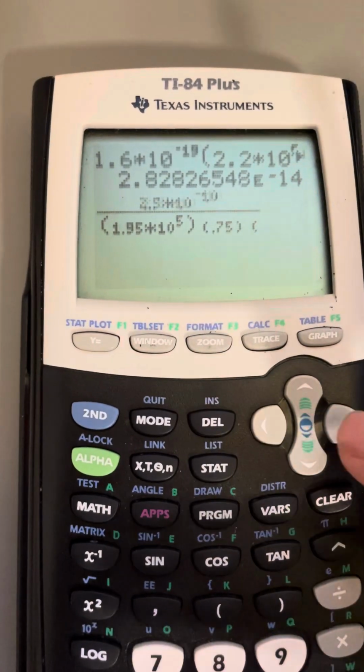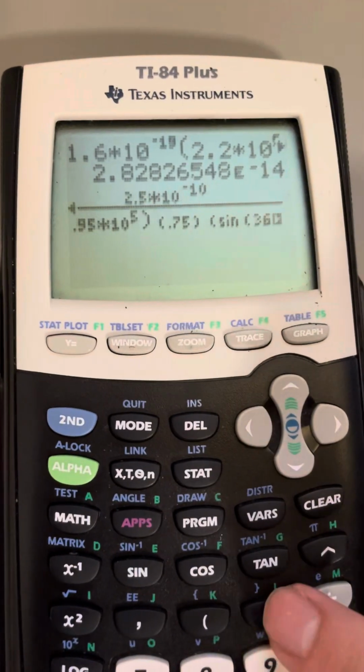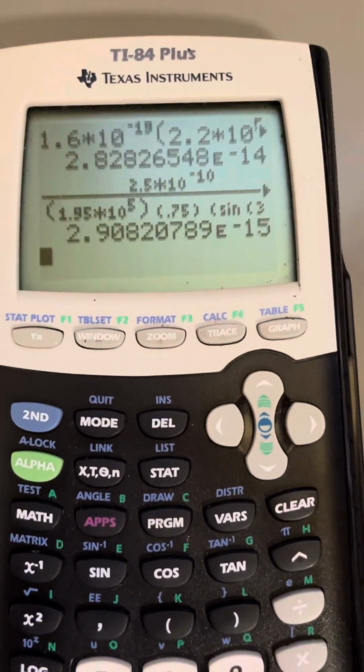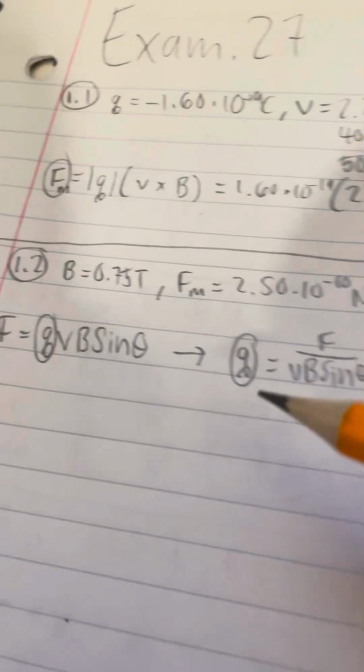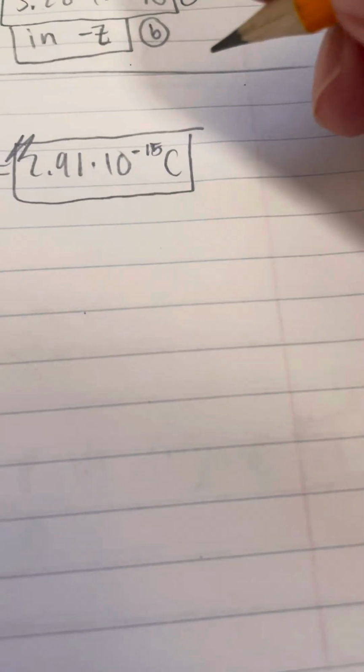I'll just put it in parentheses. And then we get 2.91, I'll just round again to 3. So 2.91 times 10 to the negative 15th, and since we're solving for charge, that's in coulombs, so C. That is part C done, and 1.2 was just that question.